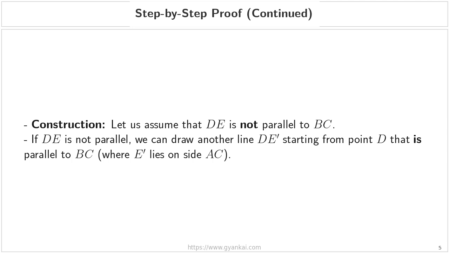Therefore, we will draw a new auxiliary line, which we'll call DE prime, starting from point D and extending until it hits the side AC at a new point, E prime. By doing this, we have created a scenario where DE prime is parallel to BC, which will allow us to use the Basic Proportionality Theorem in the next step to see if our assumption holds up. Step-by-step proof, logical steps.